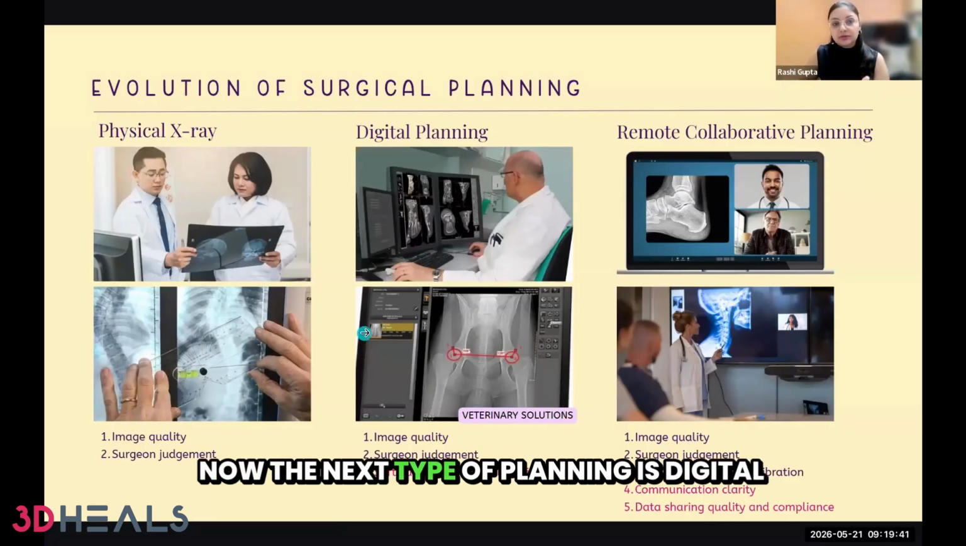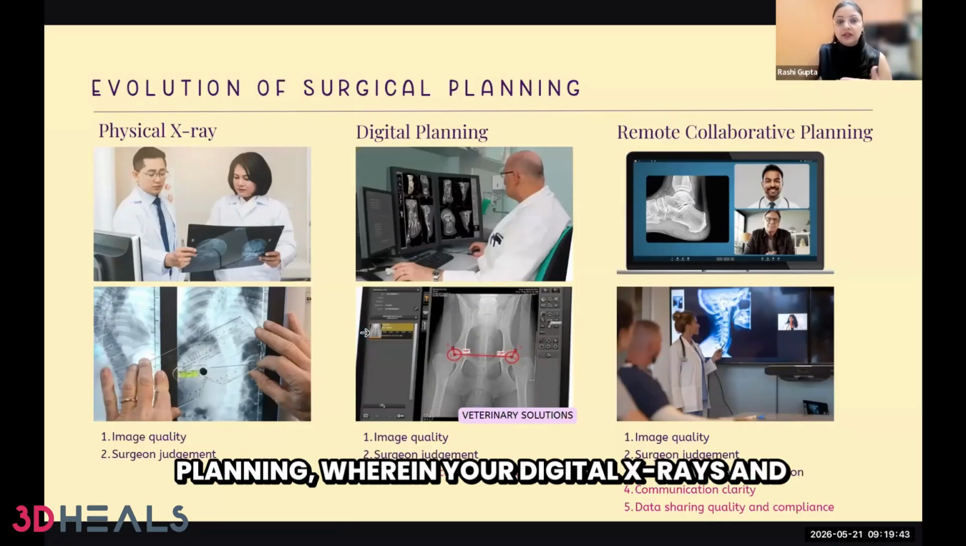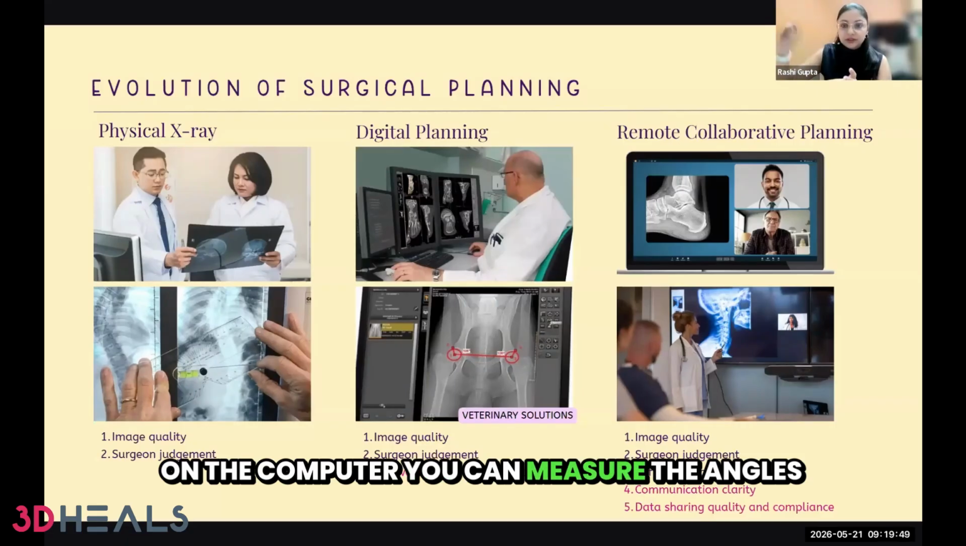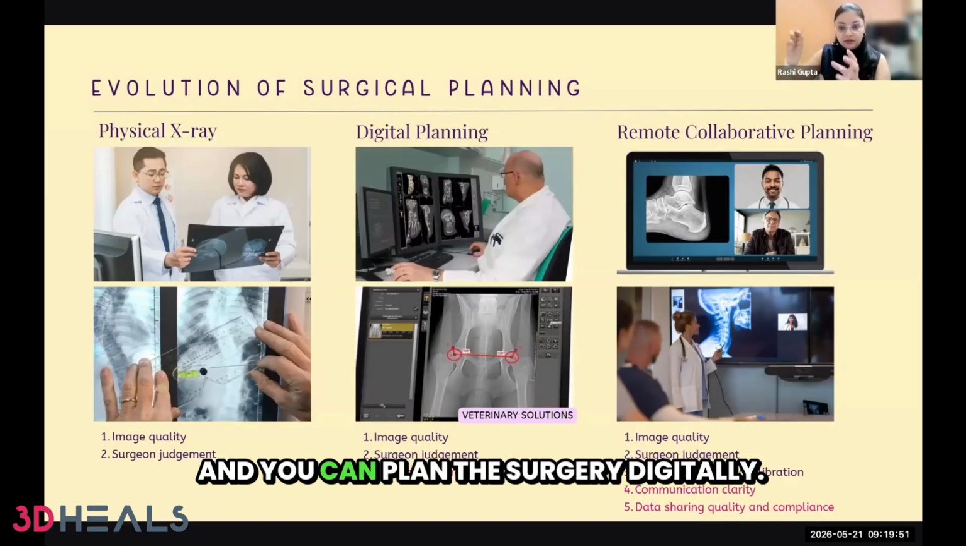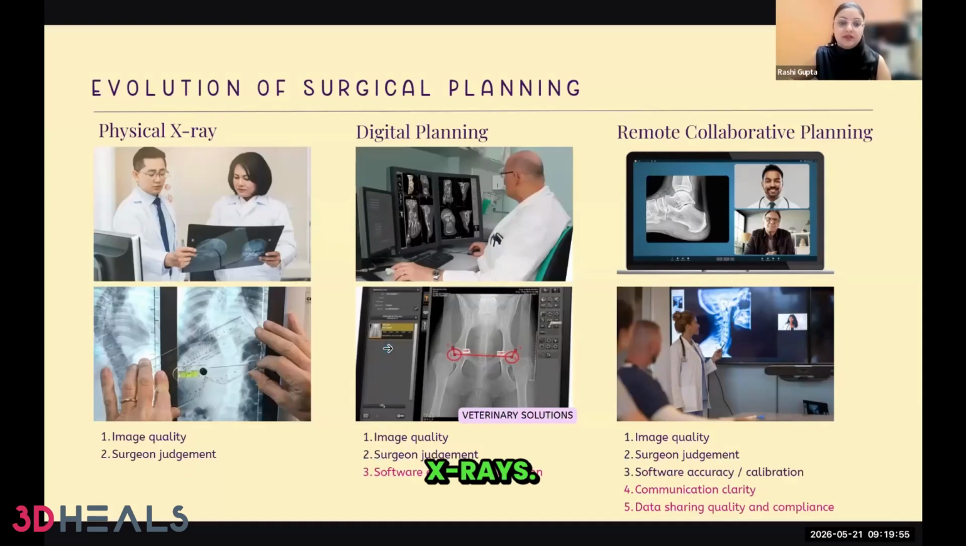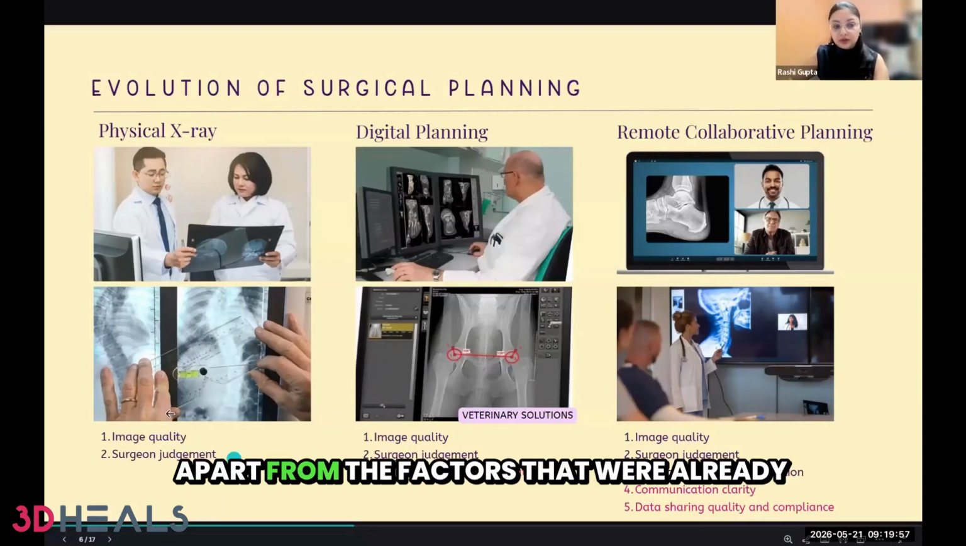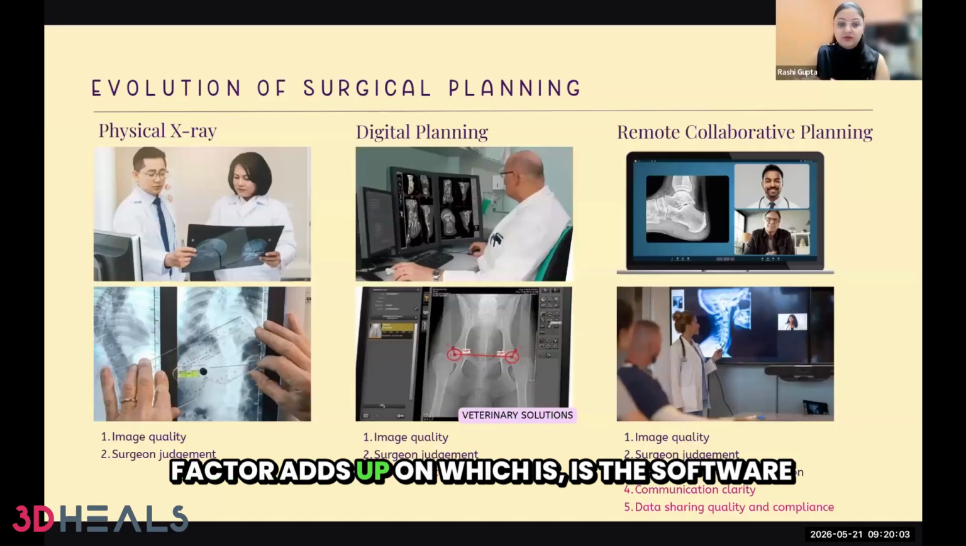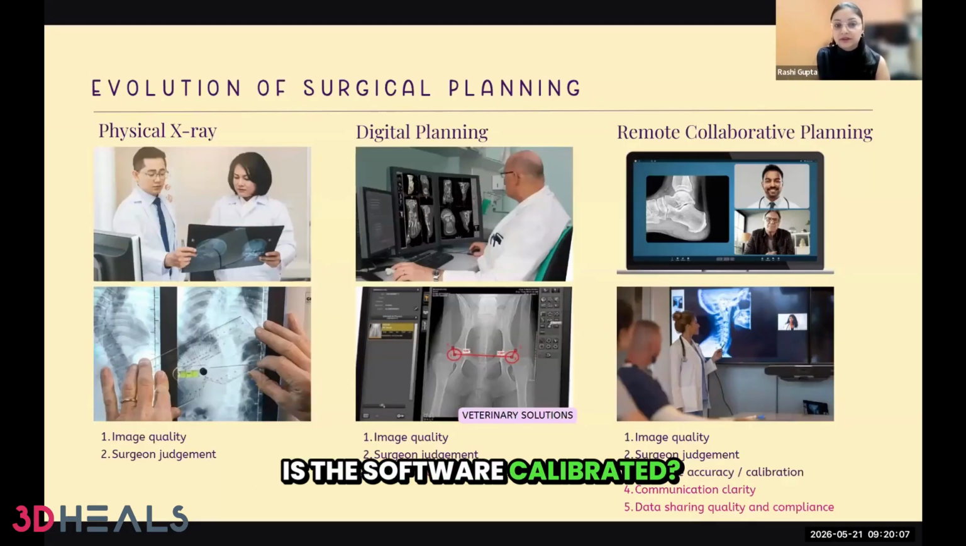Now, the next type of planning is digital planning. Then you have digital X-rays and you have software where on the computer you can measure the angles and you can plan the surgery digitally. So in that case, you are still planning on X-rays. So apart from the factors that were already coming into picture, a new factor adds on, which is: is the software accurate, is the software calibrated, right?